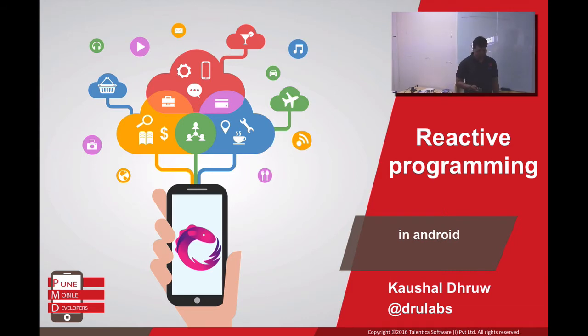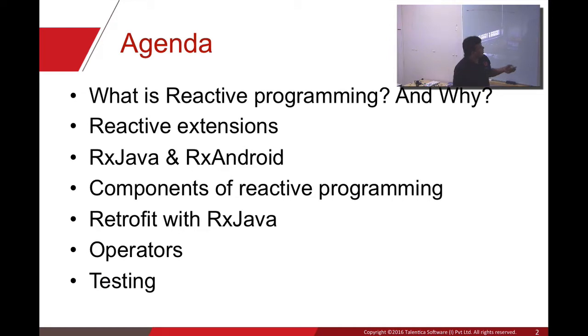Okay, so let's start. Today's agenda is we'll be seeing what is reactive programming and why we should be using it. There are already so many models available out there, so why should we be learning a new model? And then we'll see what is reactive extension. We'll see RxJava and Android. Components of reactive programming is the main topic of this meetup. And then we'll see how we can use Retrofit with reactive programming in RxJava. And we'll see some of the operators. There are so many operators, I cannot cover everything, but I've covered some of them. And then we'll see how RxJava helps us in testing also.